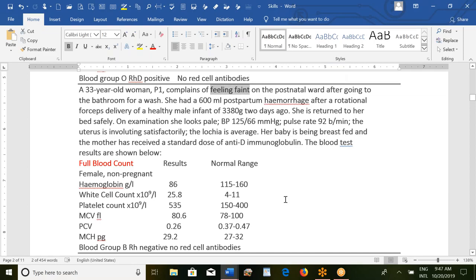Yes. You are not really sure? No problem. Don't give up. Just think logically. She is anemic. She's on the postnatal ward. They didn't mention here that she had a cesarean delivery, right? Then if the platelet count is so high, there is thrombocytosis, and the blood flow will be sluggish.